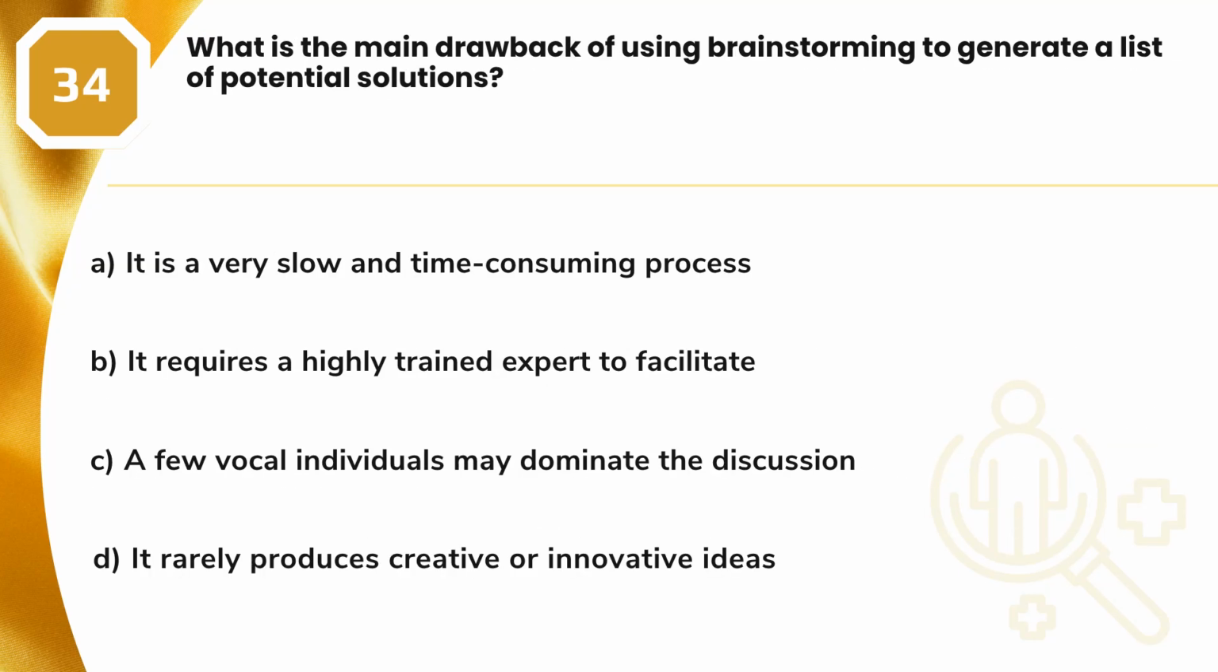Question 34. What is the main drawback of using brainstorming to generate a list of potential solutions? A. It is a very slow and time-consuming process. B. It requires a highly trained expert to facilitate. C. A few vocal individuals may dominate the discussion. D. It rarely produces creative or innovative ideas.